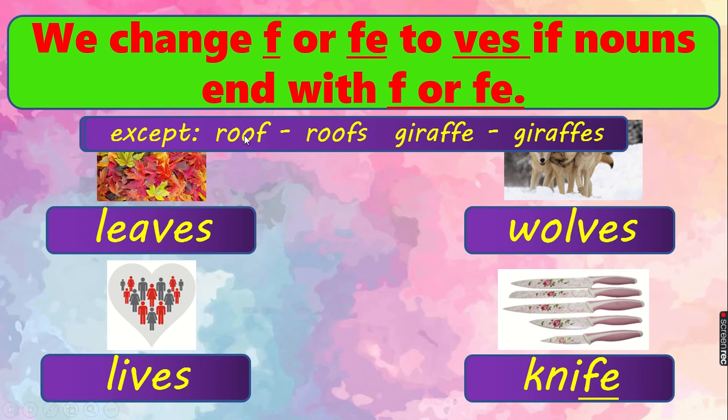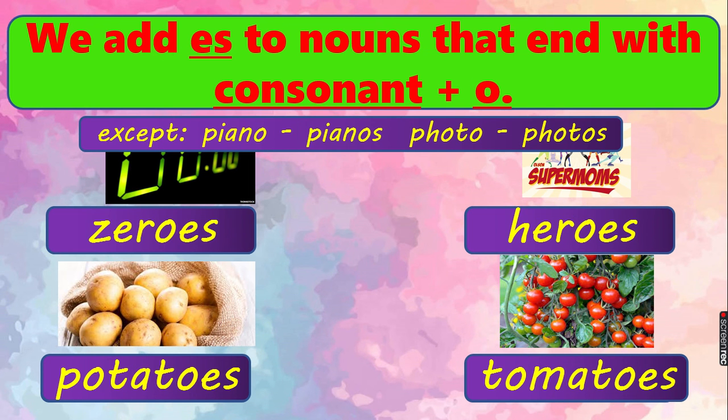And this rule does not apply for all the words. Just like in the word roof, the plural of roof is roofs. Giraffe, giraffes. This one is vowel F, no, if it is giraffe, F is consonant. So it doesn't apply for everything. For example, roofs, giraffe, giraffes. We don't change to VES for these words. Next one.